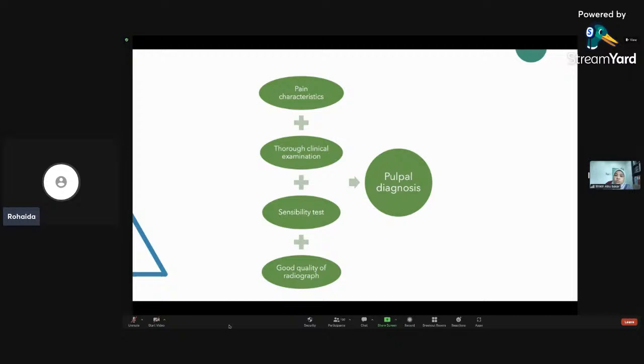When we talk about a good quality radiograph, we need a radiograph where you can see up to the periapical area. So we have to see the periapical tissue and the bifurcation area, to make sure that, okay, this tooth is still vital prior to any kind of vital treatment.